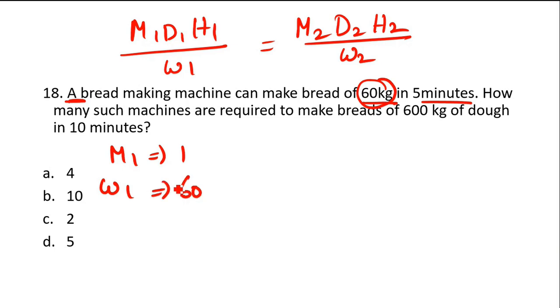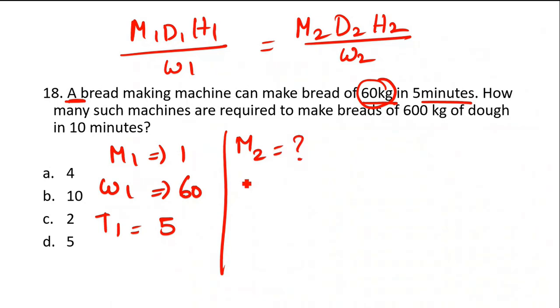How many kgs of flour was made into bread? That is actually the work done, the number of units of work done. So W1 is 60. And D1 and H1 together are nothing but the time. So time is 5 minutes. Next, M2, we are not sure. We have to find out the number of machines. And W2 is nothing but 600 kgs of dough. Next, the time is nothing but 10 minutes we have.